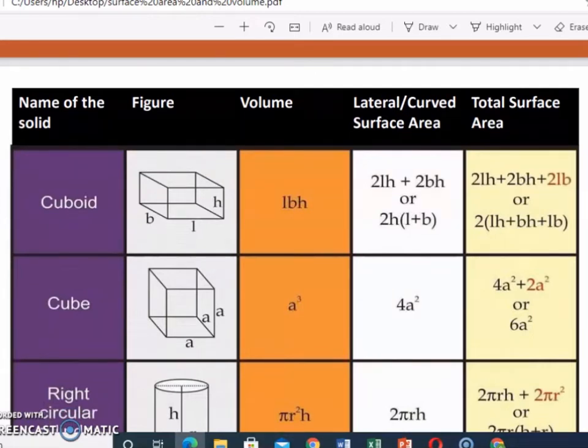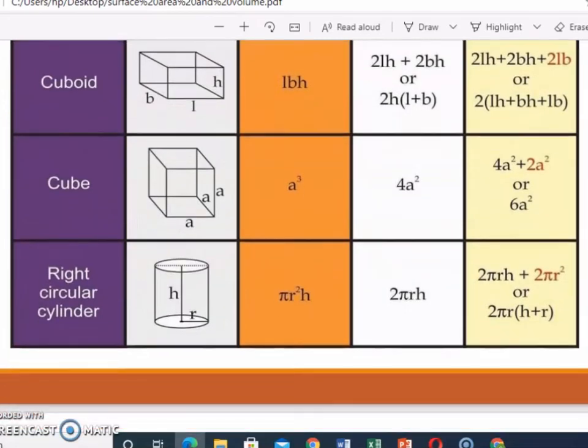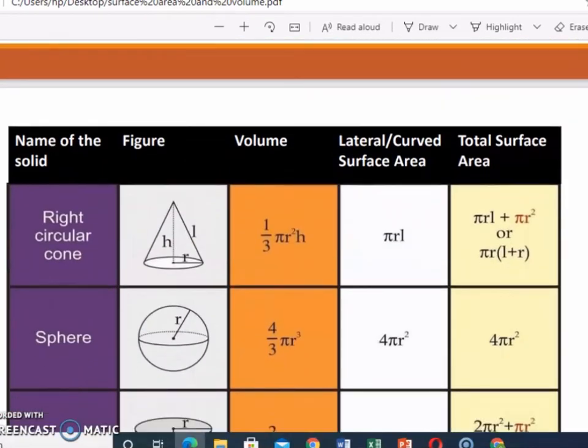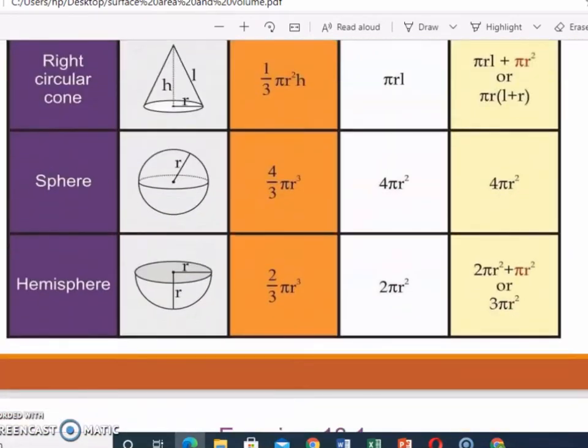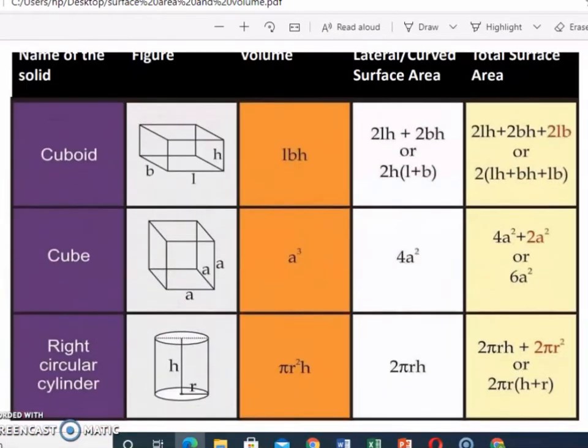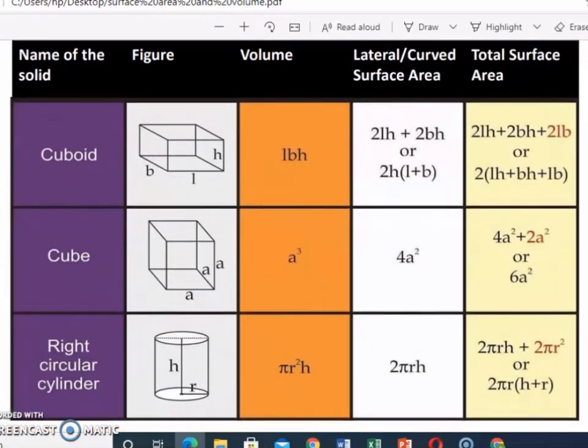That is of surface area, both types of surface area, the lateral surface area or the curved surface area, the total surface area, and the volume of some of the basic shapes which we will be discussing now, that is cuboid, cube, right circular cylinder, right circular cone, sphere, and hemisphere. These are the formulae that we are going to see now.